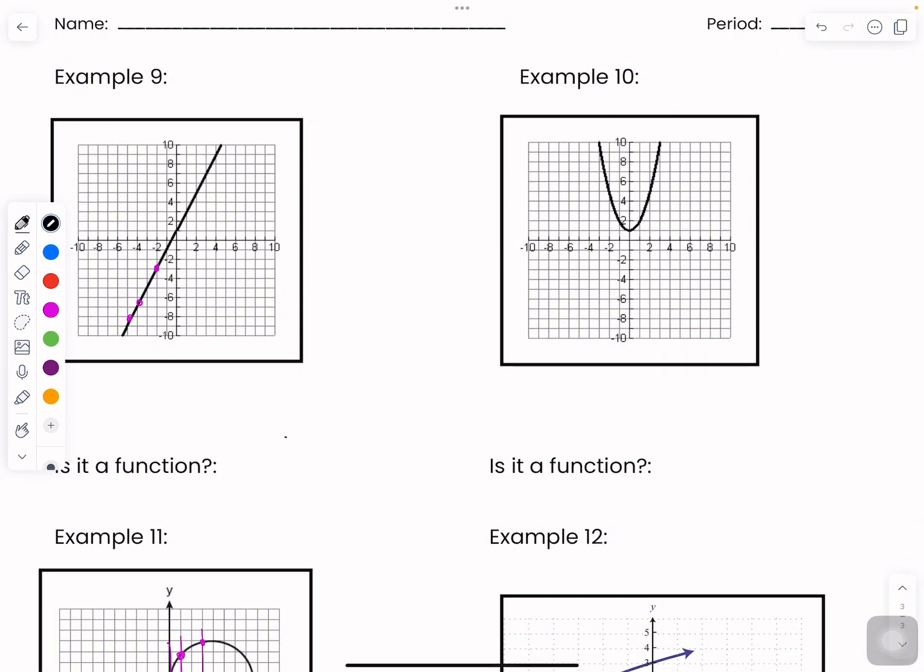Looking at example 9, when we draw a vertical line anywhere on this graph, you will see that it crosses through exactly one point on our line. Therefore, example 9 does represent a function.